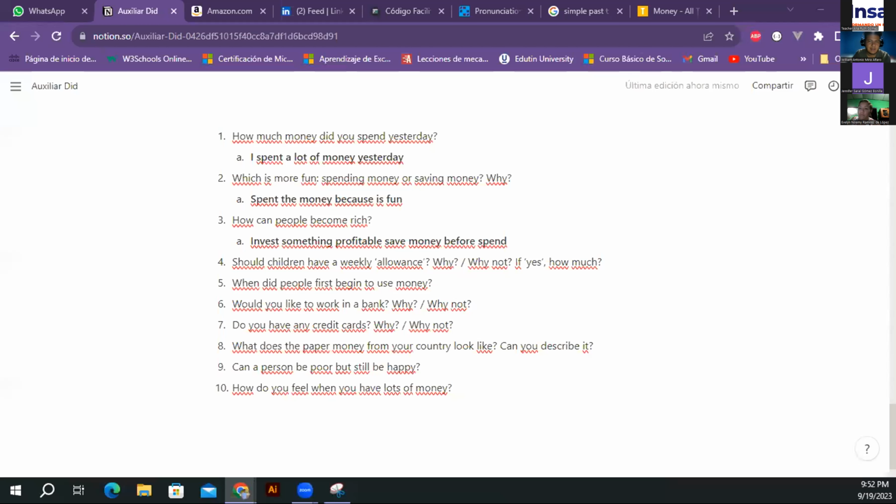I don't know what is the allowance. Oh, allowance es como la mesada. Un pago, la mesada. O también puede decir pocket money.